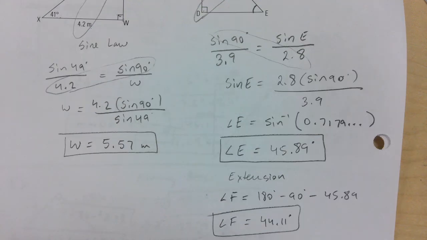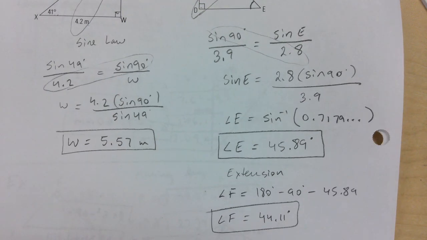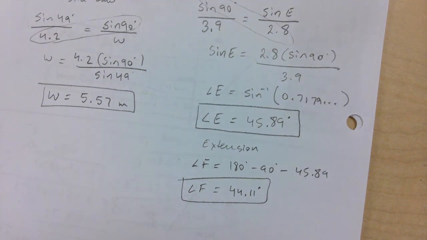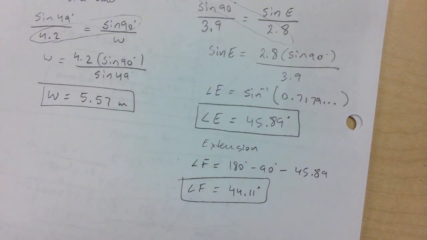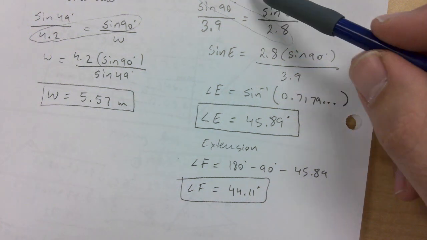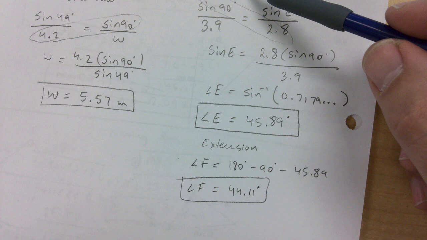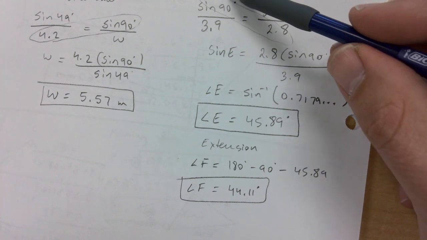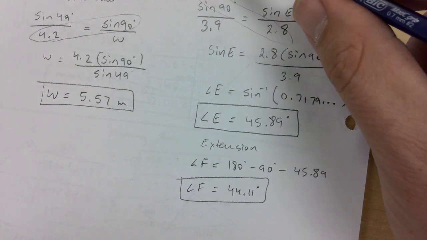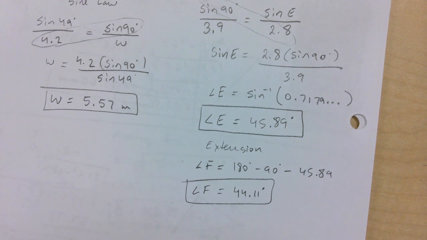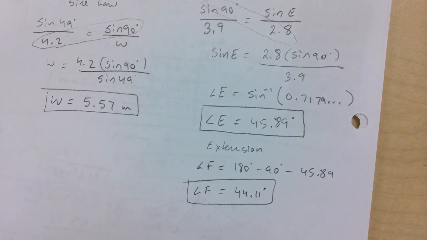Just an extension, right? You could now find out a lot more. Could you have used the Pythagorean theorem to find the side F here? Yes, you could. Could you have used sine law to find side F? Yes, you could, right? So as long as it's a right triangle, Pythagorean theorem is now an added tool you can use. Okay, so make sure you write this down.